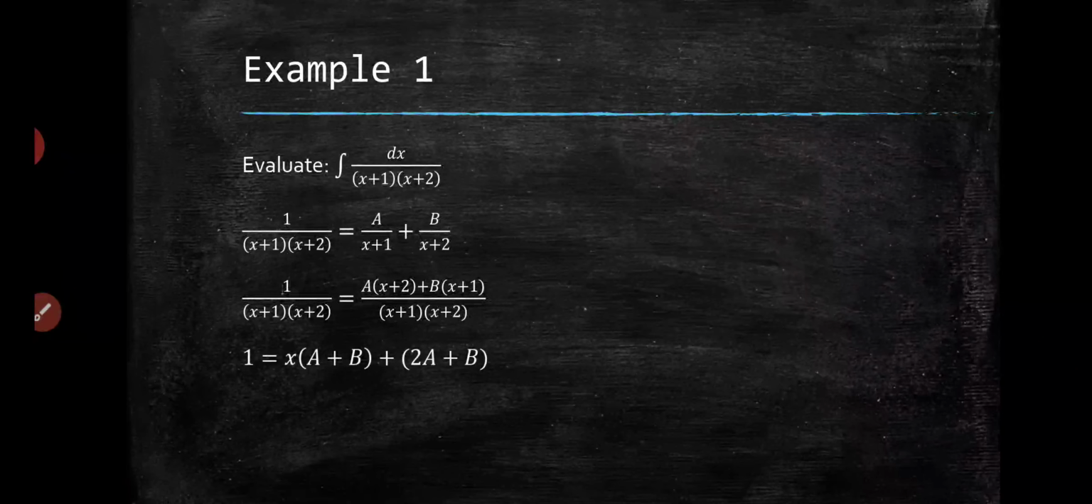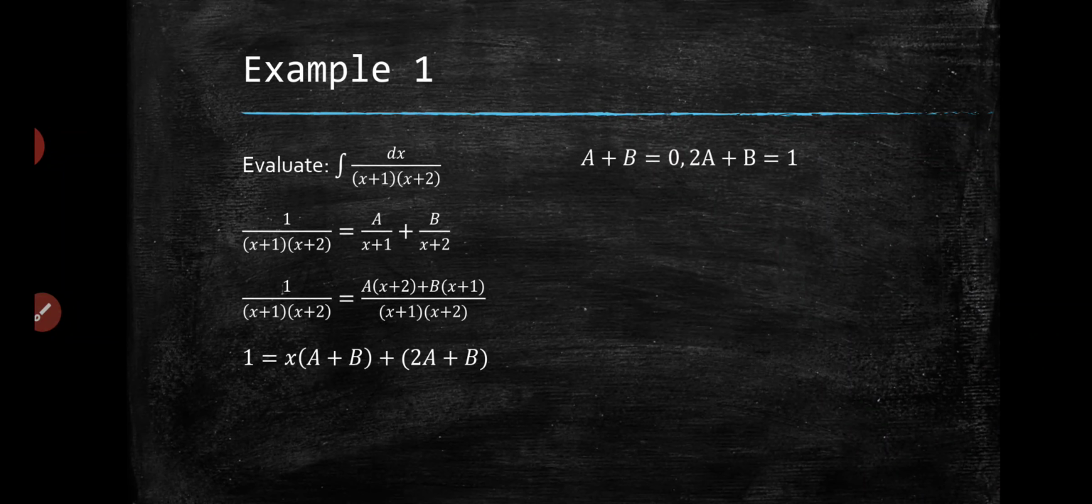So (x plus 1)(x plus 2) are both common in the denominator, so they get cancelled out. Now you see, on the left hand side there is no term involved with x, so the coefficient of x is 0. So I can write a plus b as 0, and on the left hand side there is only 1, so the constant term is 1, so I can write 2a plus b is 1. So I get these two equations.